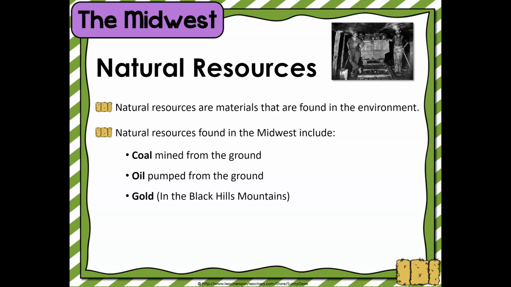gold, which is specifically located in the Black Hills Mountains, forests that provide us timber for building and even paper, and wind. There are many turbine farms in the Midwest. The wind is used to turn turbines and create energy.